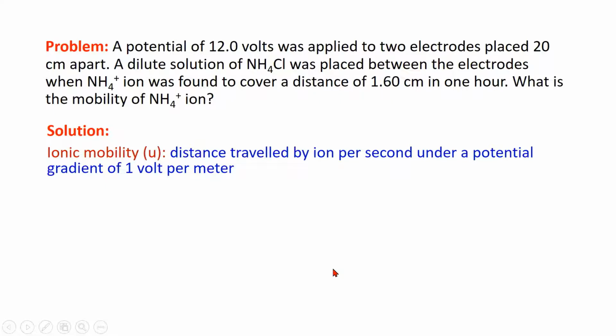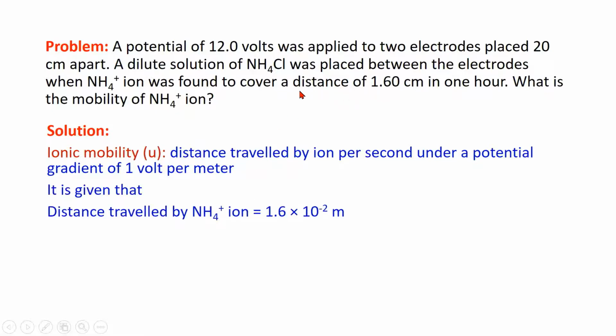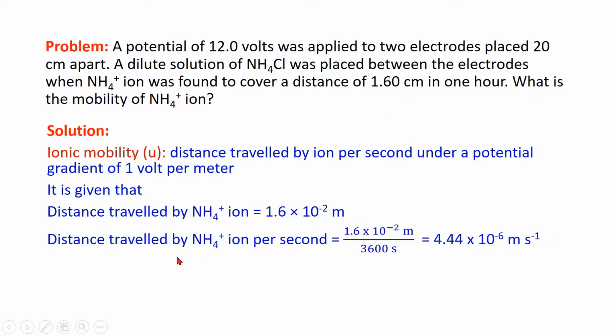Ionic mobility, which is given as distance traveled by ion per second under potential gradient of 1 volt per meter. Distance traveled by ammonium ion is 1.6 centimeter, means it is 1.6 into 10 raised to minus 2 meters. Distance traveled by ammonium ion per second comes out to be 4.44 into 10 raised to power minus 6 meter per second.